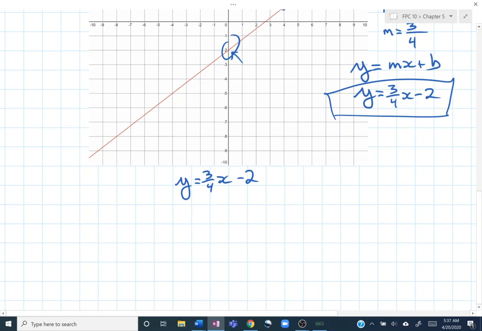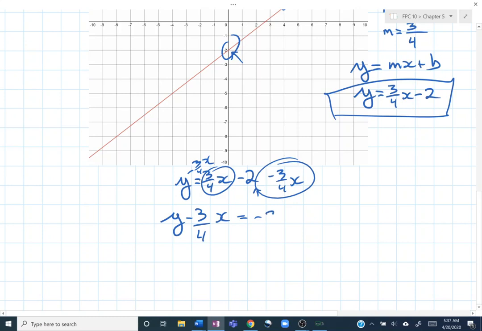So in order to get it into general form, all I have to do is solve for this constant. I'm going to move this 3/4 x to the other side by subtracting 3/4 x from both sides. On my left-hand side, I end up with y minus 3/4 x is equal to, again, a positive 3/4 x and a negative 3/4 x is 0. So I'm just left with -2, which is what we want. So x has its coefficient as both a fraction and a negative.